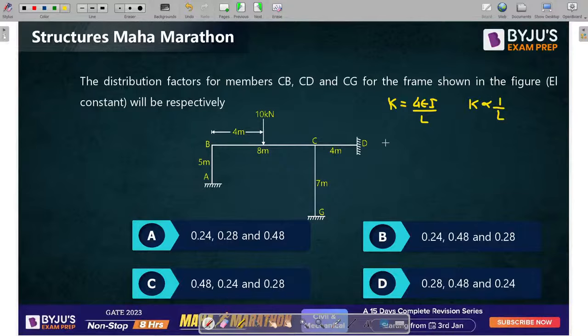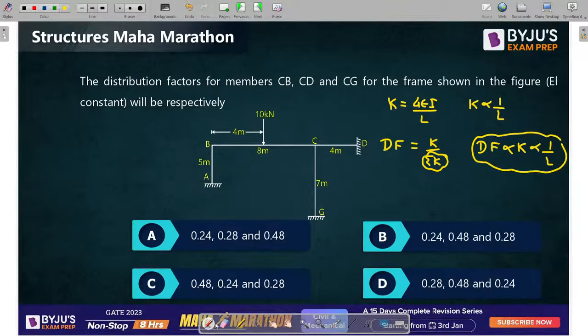Now you know, guys, how to write down the distribution factor. Distribution factor is K upon summation K. And summation K is constant for all the distribution factor values. So we can write here, guys, distribution factor is proportional to K. If it is proportional to K, it is proportional to 1 by L. That means it is very simple. If the length of member is higher, then the distribution factor will be smaller. If the length is lesser, distribution factor will be higher. By using this concept, we'll take the answer.